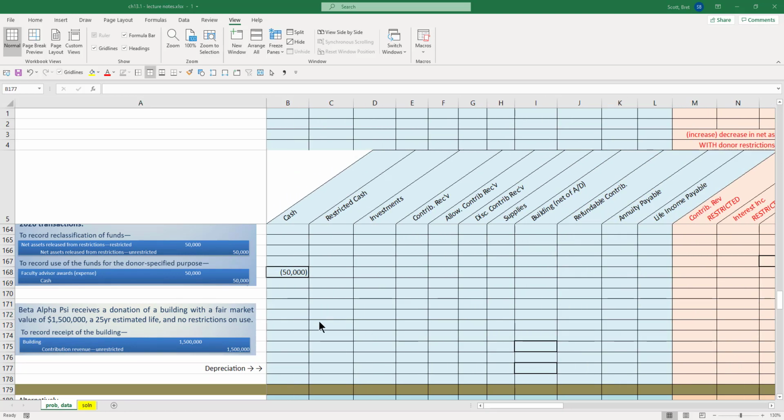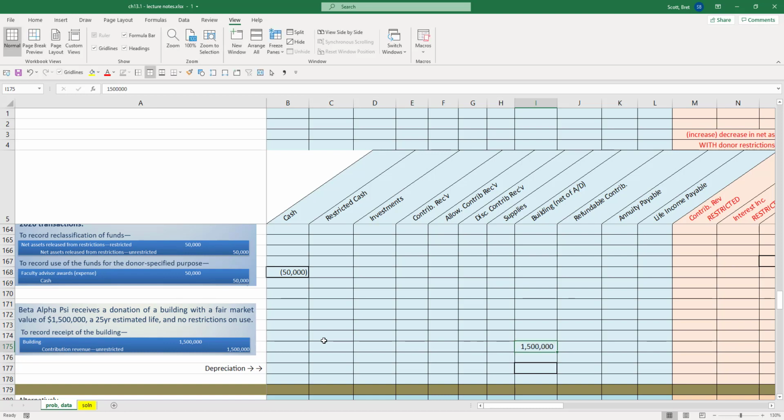Now, it's not uncommon for people to donate us things other than cash. In this case, assume that we have received a donation of a building with a fair market value of $1.5 million, 25-year estimated life, and no restrictions on its use. How do we record that? Well, it's not cash, but it's a different type of asset. So let's go over to buildings and debit buildings $1.5 million.